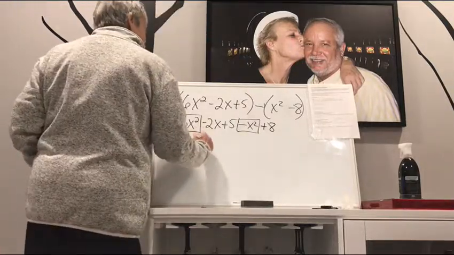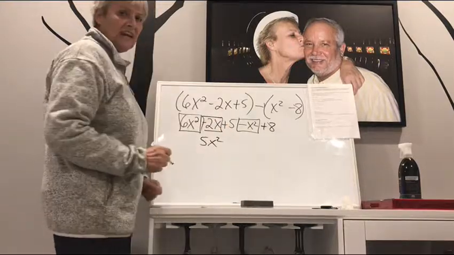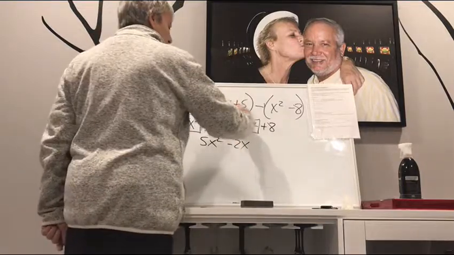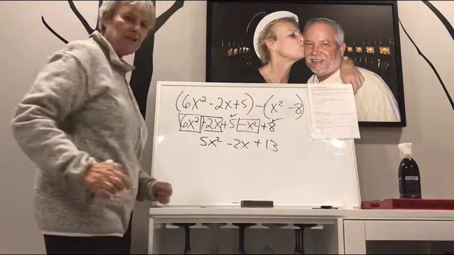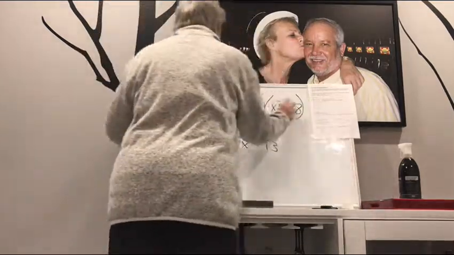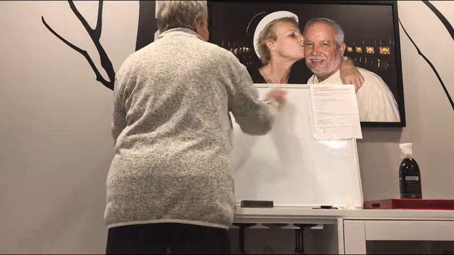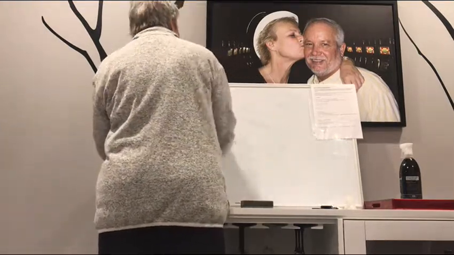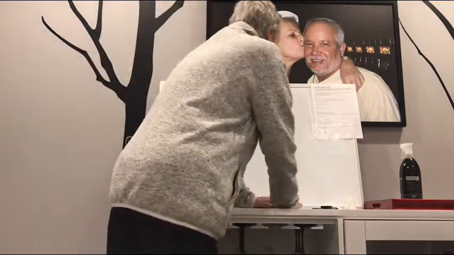And that would be 5x squared. We have only one set of x's, that's negative 2x, and then a positive 5 and a positive 8 is positive 13. Simple, right? You just have to be careful when there's parentheses with a minus out there. If you can't remember to do the opposite, just use the distributive property with a negative 1.